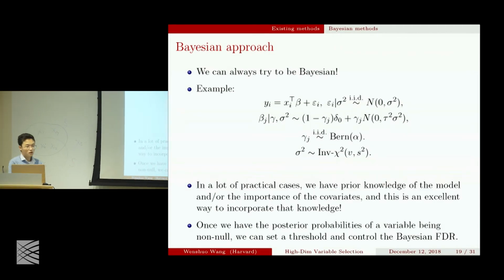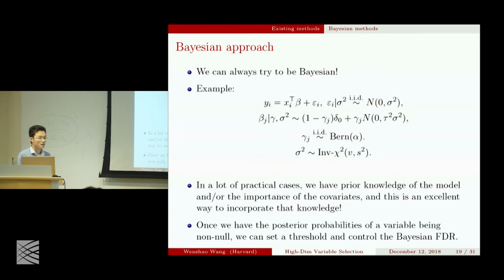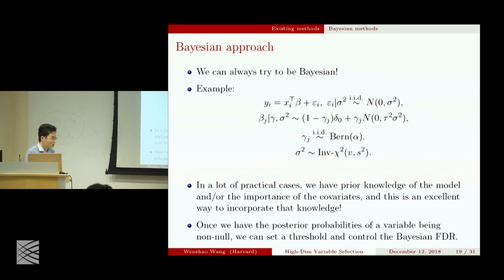And of course, we can also try to be Bayesian. If we cannot use marginal p-values, then maybe we can be Bayesian. For example, this is a very simple setting where we're doing a linear regression, and we put priors on all of our parameters. This is a very good way to incorporate domain knowledge. If you have some prior knowledge about which variables might be important or how many variables are going to be important, then you can incorporate this into the prior.